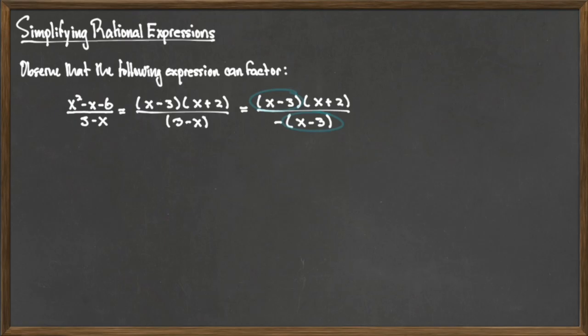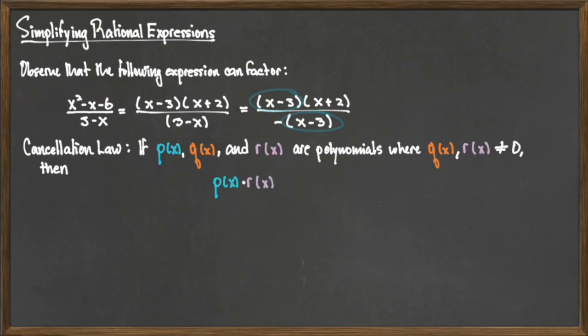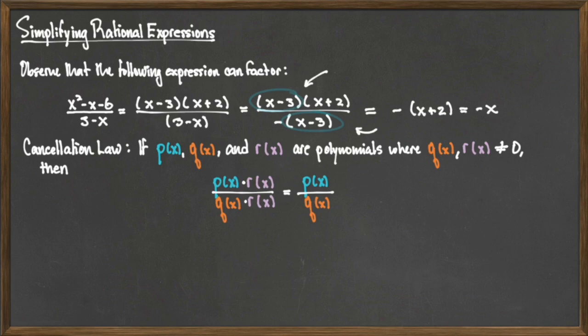Our cancellation law goes as follows. If p(x), q(x), and r(x) are all polynomials, where q(x) and r(x) are not equal to the 0 function, then p times r over q times r is equal to p divided by q. In other words, if r(x) is a like factor of the numerator and denominator, it does cancel out. So we can apply this to the example above. We'll let those x minus 3 terms cancel each other out. This leaves me with negative (x plus 2), giving me negative x minus 2 as an answer.